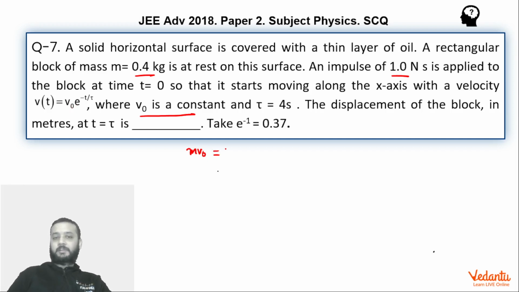So m v naught is nothing but the impulse, which is 1. So from here we get v naught equals 1 upon 0.4, which is nothing but 2.5 meter per second. That means the velocity of the block immediately after the impulse was given was 2.5 meter per second.